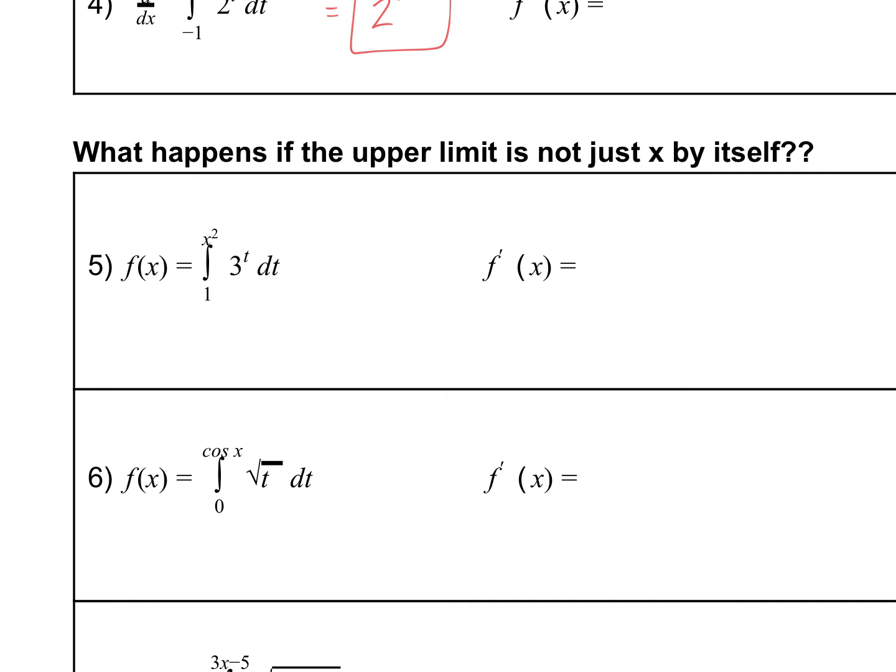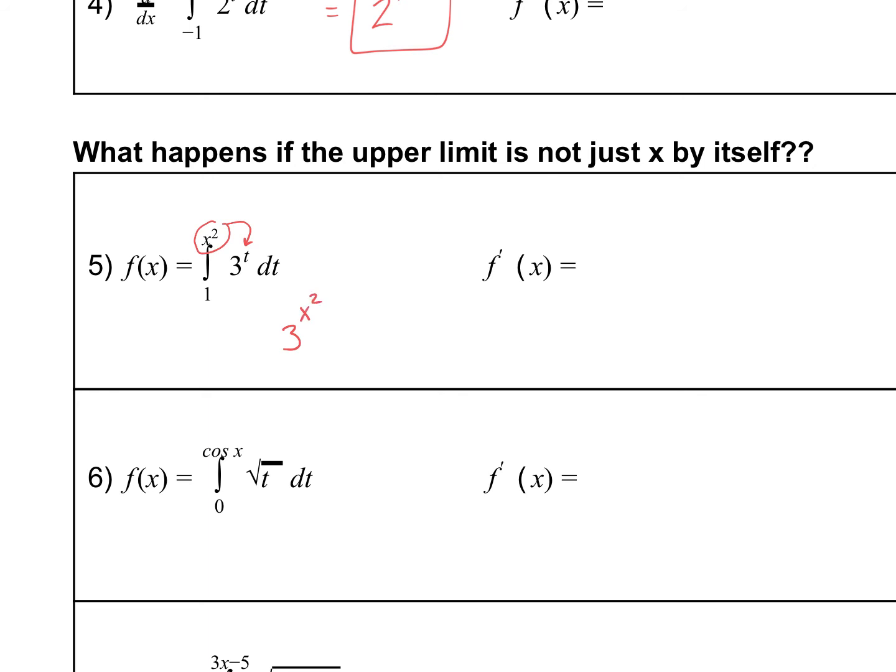Okay, what happens here for problem number 5 if we have something other than just plain old x? We have x squared here. What's going to happen is there's 2 steps here now. We are going to do the first step just like what we did above. We take that and we plug it in everywhere we see t. So that's the first step, 3 to the x squared.